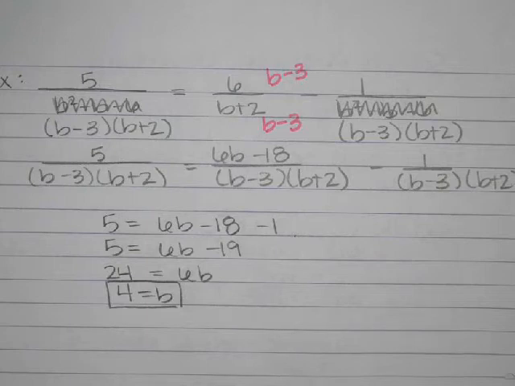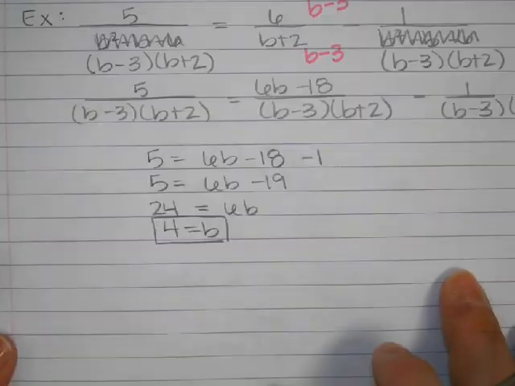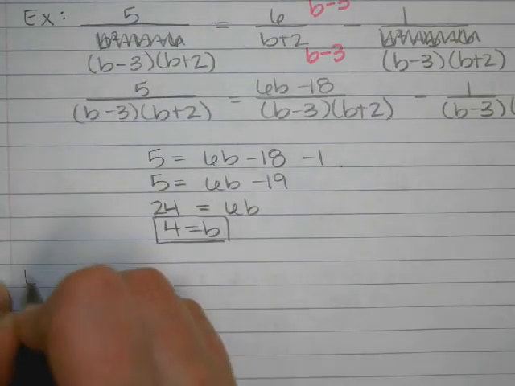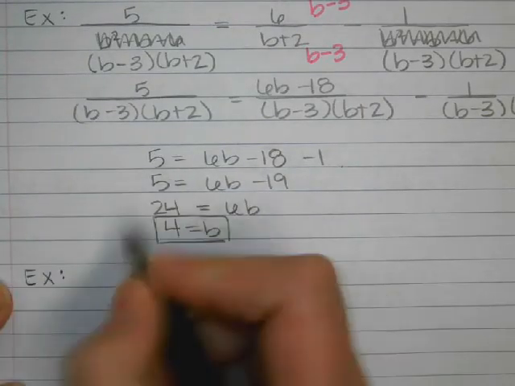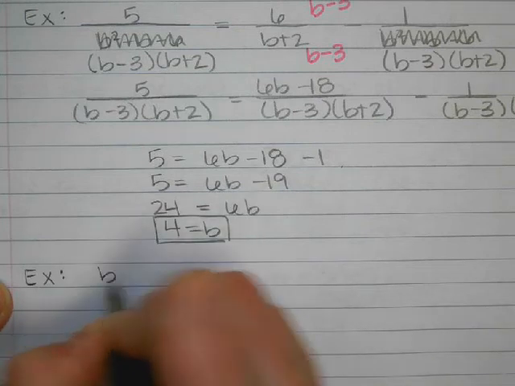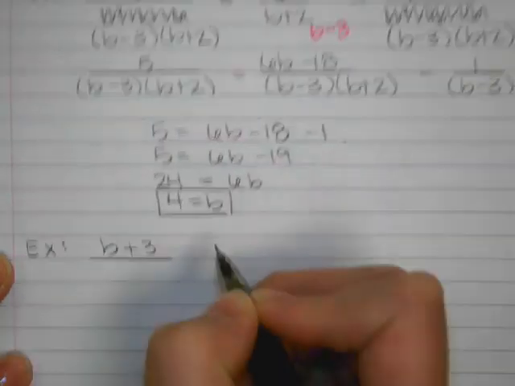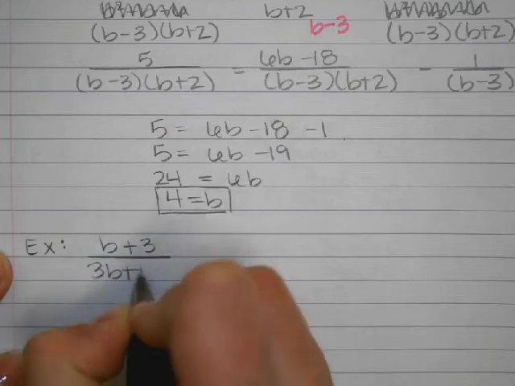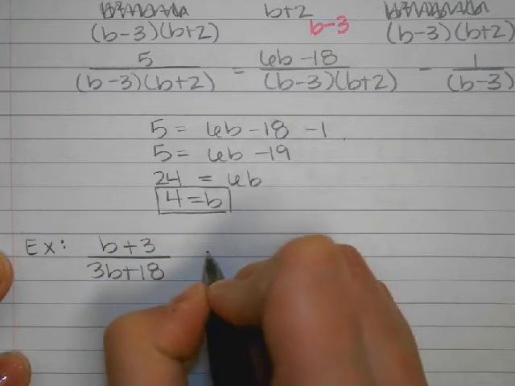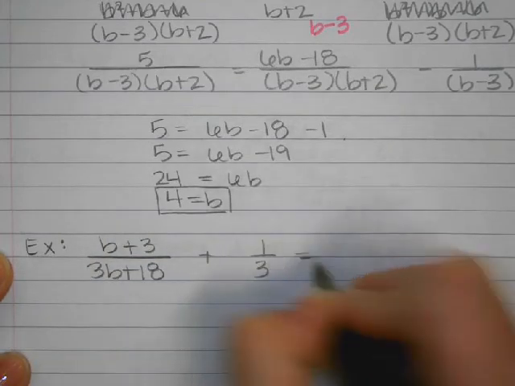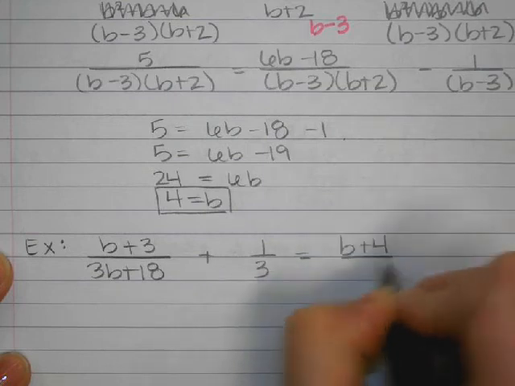All right, and we'll do one last example, and then I'll leave a few for class tomorrow. So here we're going to do b plus 3 over 3b plus 18 plus 1/3 equals b plus 4 over 3.